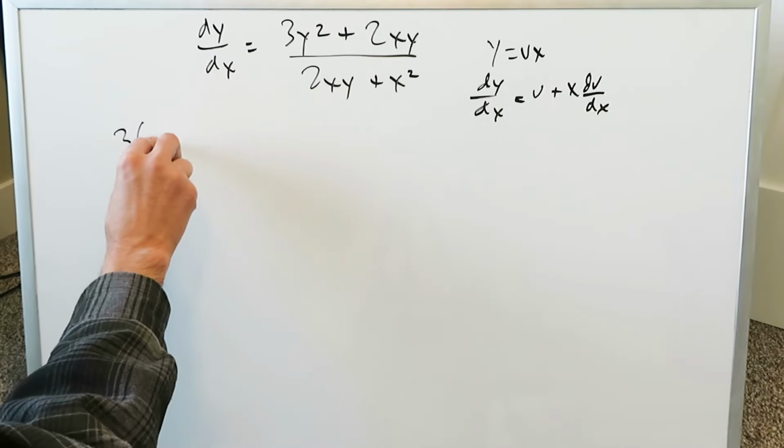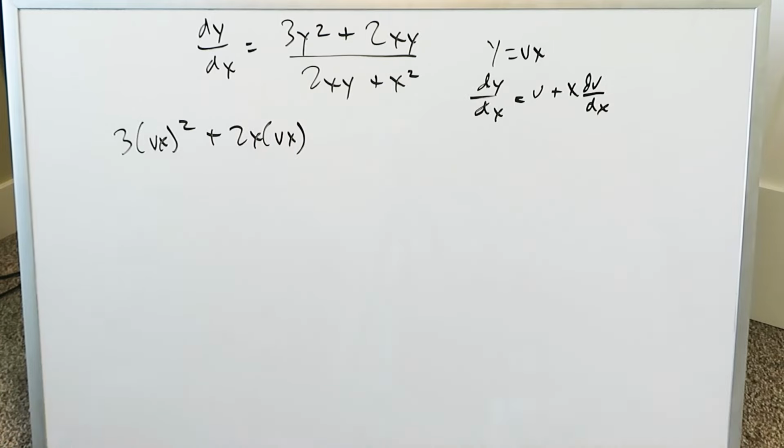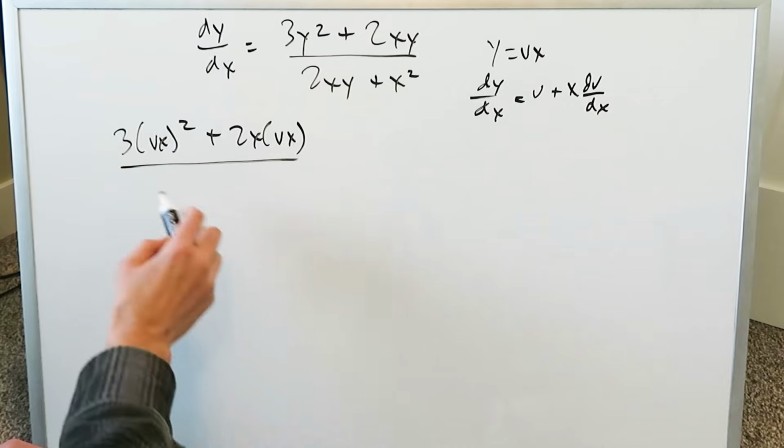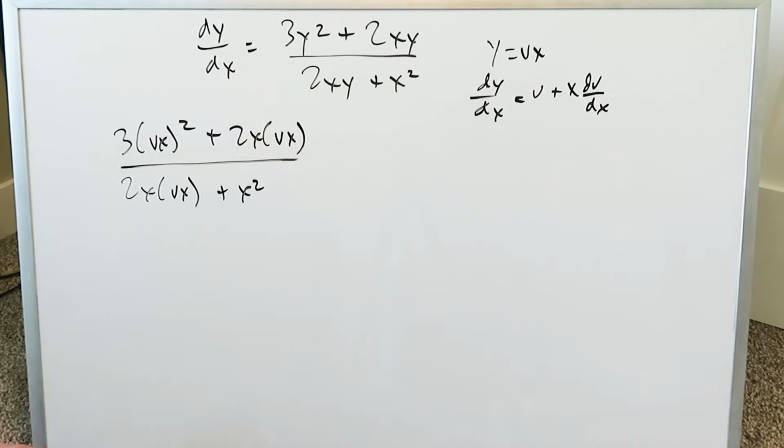You'll have 3 and then vx squared plus 2x vx. This just helps you get to that area down the road where you can separate the variables. 2x vx plus x squared. Remember, wherever I have a y, I'm bringing that vx right here.